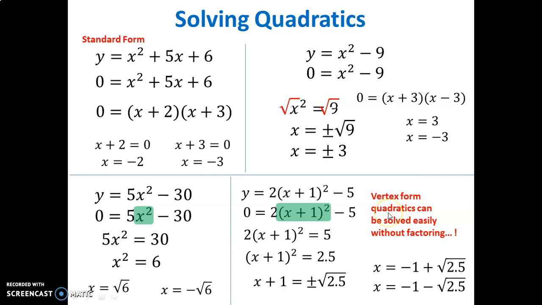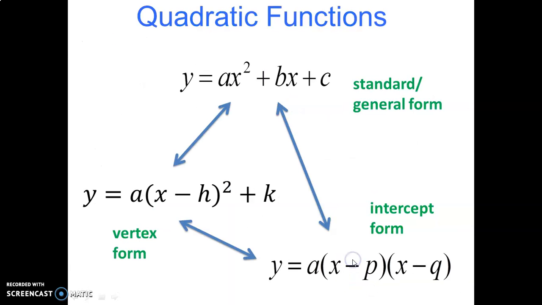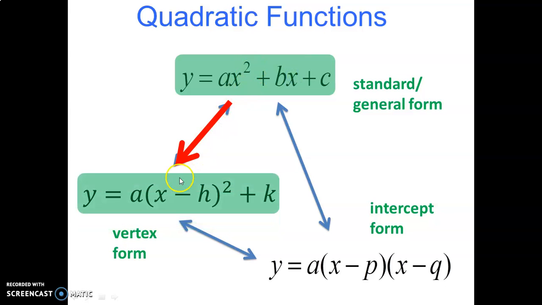Alright, so one key conclusion there is when we have a vertex form quadratic, we can easily solve it without factoring. We can just follow this series of steps to solve it. We don't have to worry about factoring like we did here. So the question is then, is there a way to change standard form to vertex form? Because if we can change every standard form to vertex form, then we can always solve it like this. Let's take a look. So these are our forms of quadratics again: standard form, vertex form, intercept form. So today we're going to focus on taking standard form, making it into vertex form so that we can easily solve it.